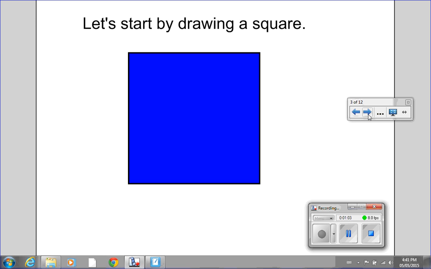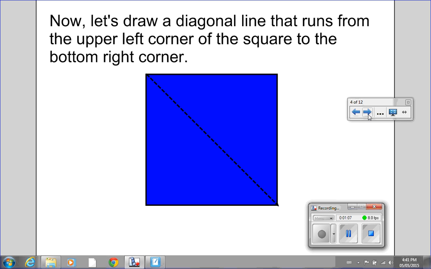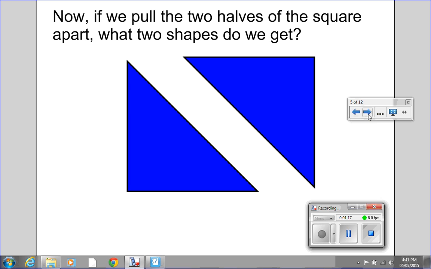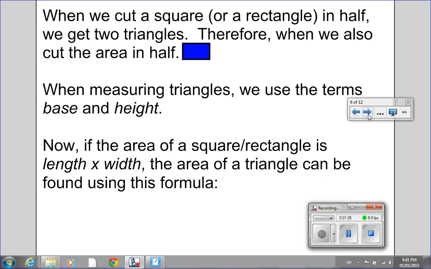Okay, so we start off with a square. Now, we draw a diagonal line that runs from the upper left corner of the square to the bottom right corner. Now, if we pull the two halves of the square apart, what two shapes do we get? When we cut a square, or a rectangle, in half, we get two triangles. Therefore, we also cut the area in half.